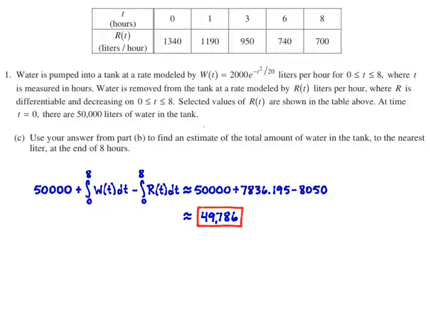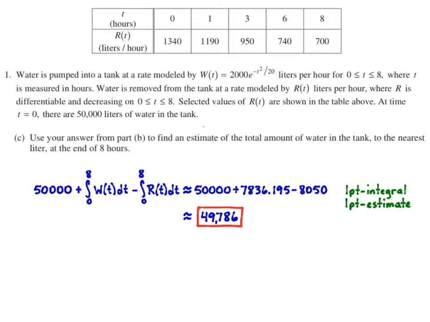As far as points go for this part, you're going to get 1 point for having the correct integral expressions here. So if you had the integral from 0 to 8 of W of t dt and the integral from 0 to 8 of R of t dt, you would get that 1 point. You're going to get 1 point for the correct estimate, so 1 point for this here.